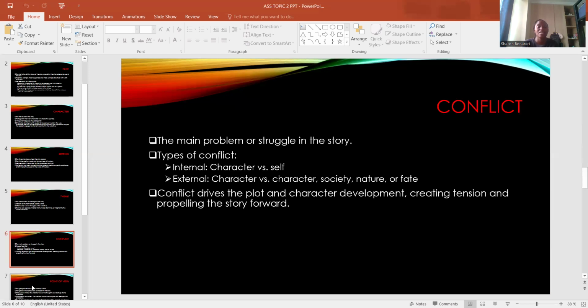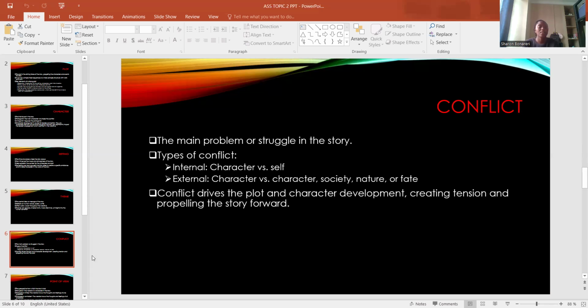Then we go to conflict. This is the main struggle of the story. We've got types of conflict, the internal conflict and the external conflict. Internal is character versus self, and external is character versus character, versus society, versus nature, or versus fate. Conflict drives the plot and character development, creating tension and propelling the story forward.